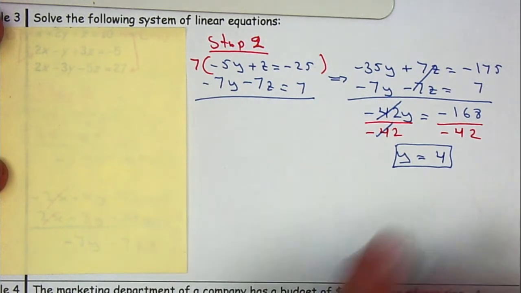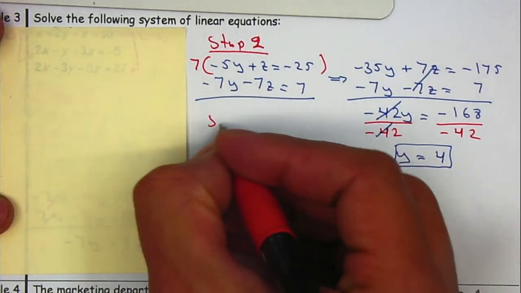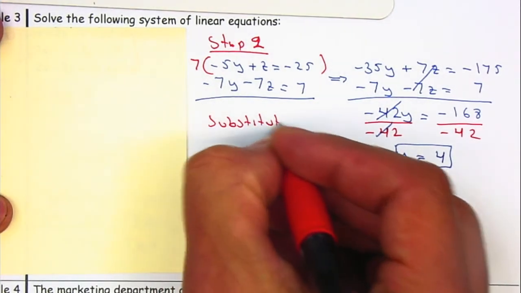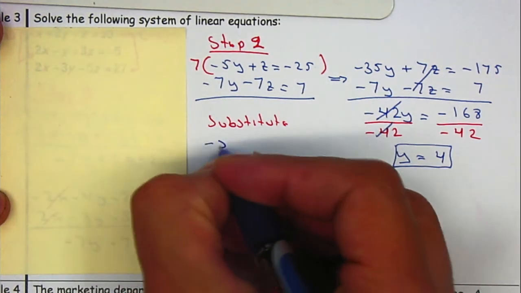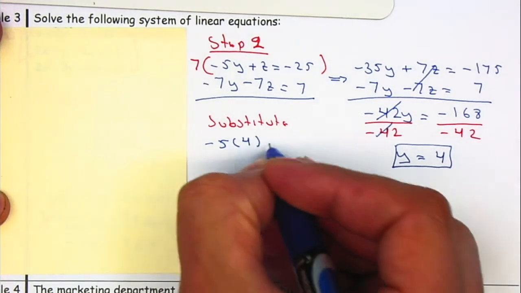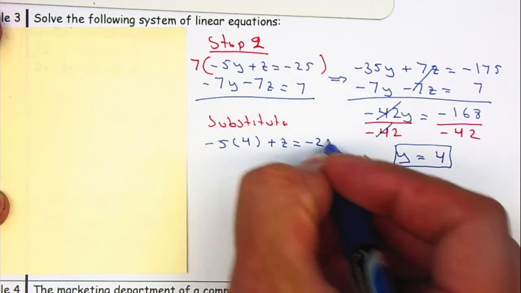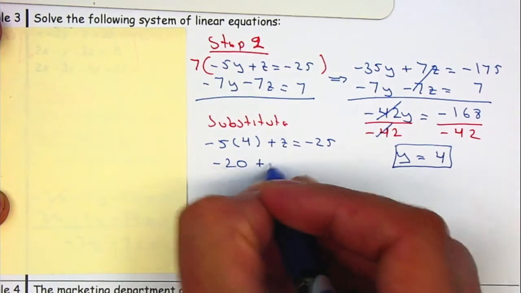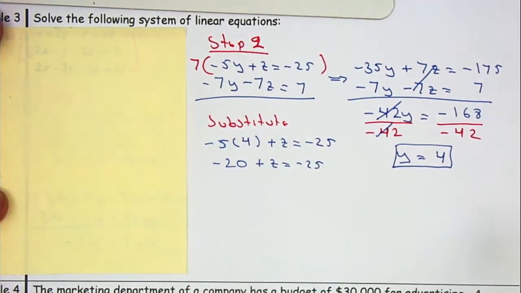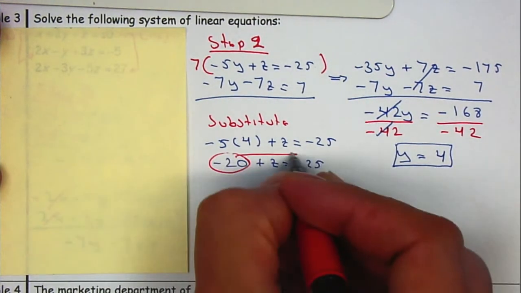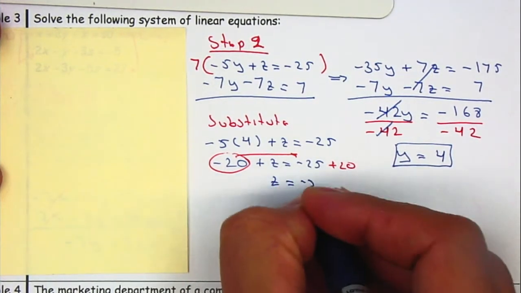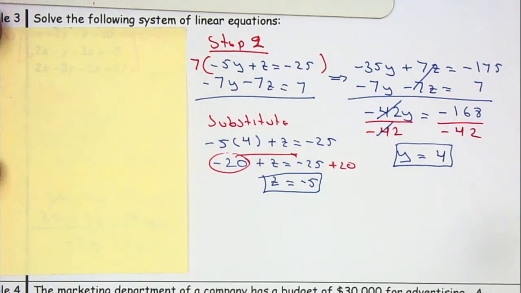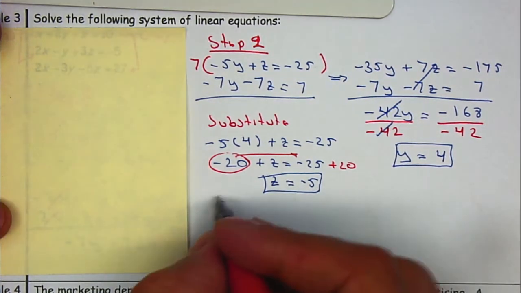Now we're going to substitute the value of y into any of these two equations. I'm going to substitute into the first equation, or the second one. The first one sounds good. -5 times y, which is 4, plus z is equal to -25. -20 plus z is equal to -25. I'm going to move that 20 to the right. That becomes a positive 20. So z is equal to -5. I finished with step number 2.